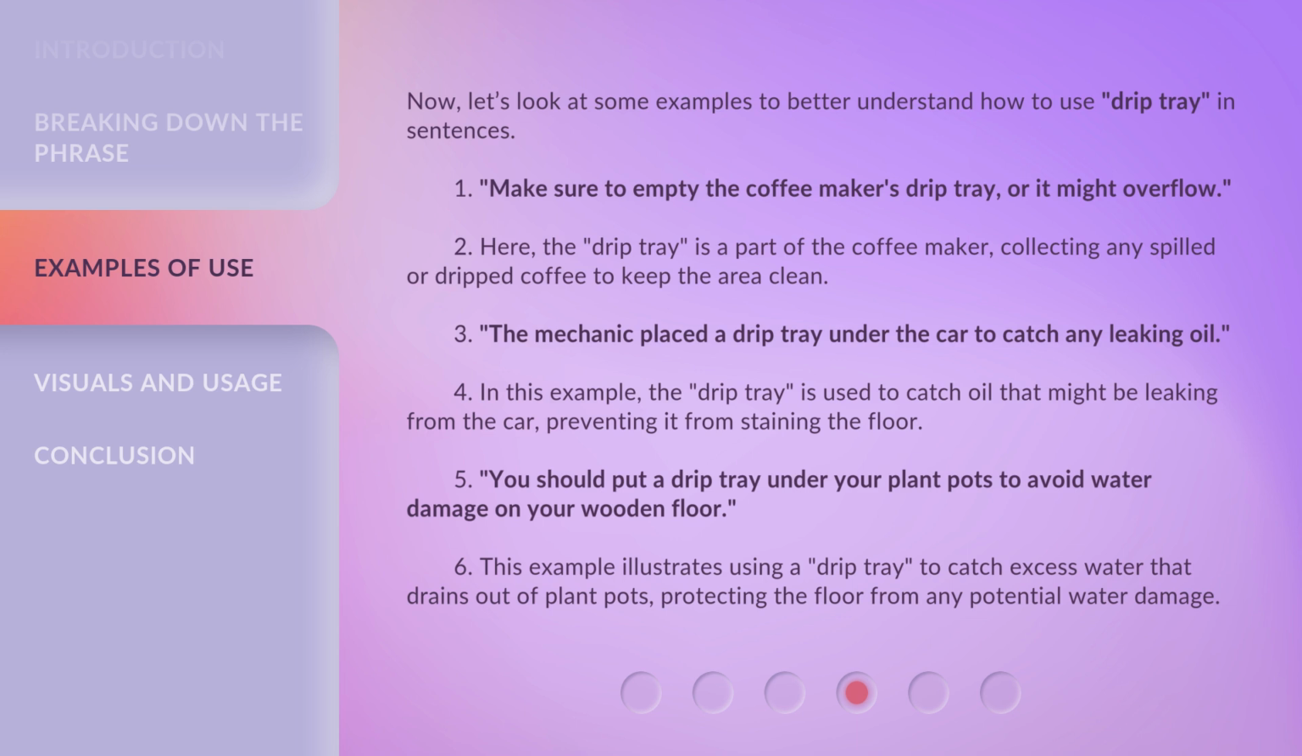4. In this example, the drip tray is used to catch oil that might be leaking from the car, preventing it from staining the floor. 5. You should put a drip tray under your plant pots to avoid water damage on your wooden floor. 6. This example illustrates using a drip tray to catch excess water that drains out of plant pots, protecting the floor from any potential water damage.